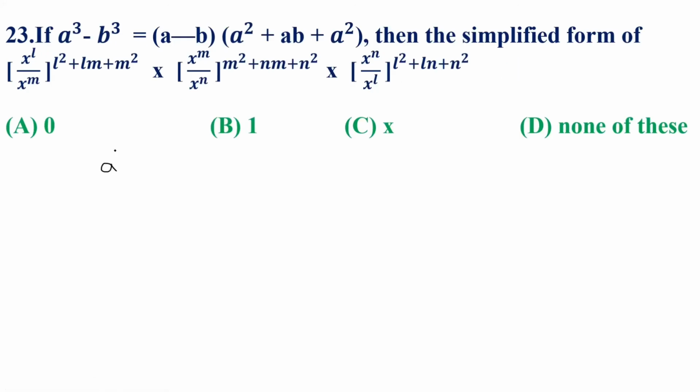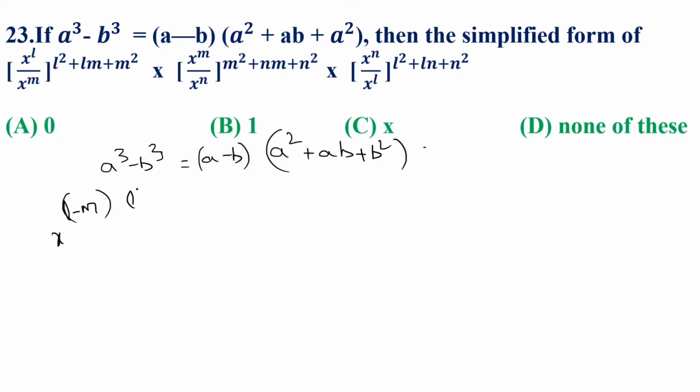Use the formula a cube minus b cube is equal to (a minus b) into (a square plus ab plus b square). This is the formula we have to implement here. So here x to the power of l by x to the power of m is x to the power of l minus m into (l square plus lm plus m square).